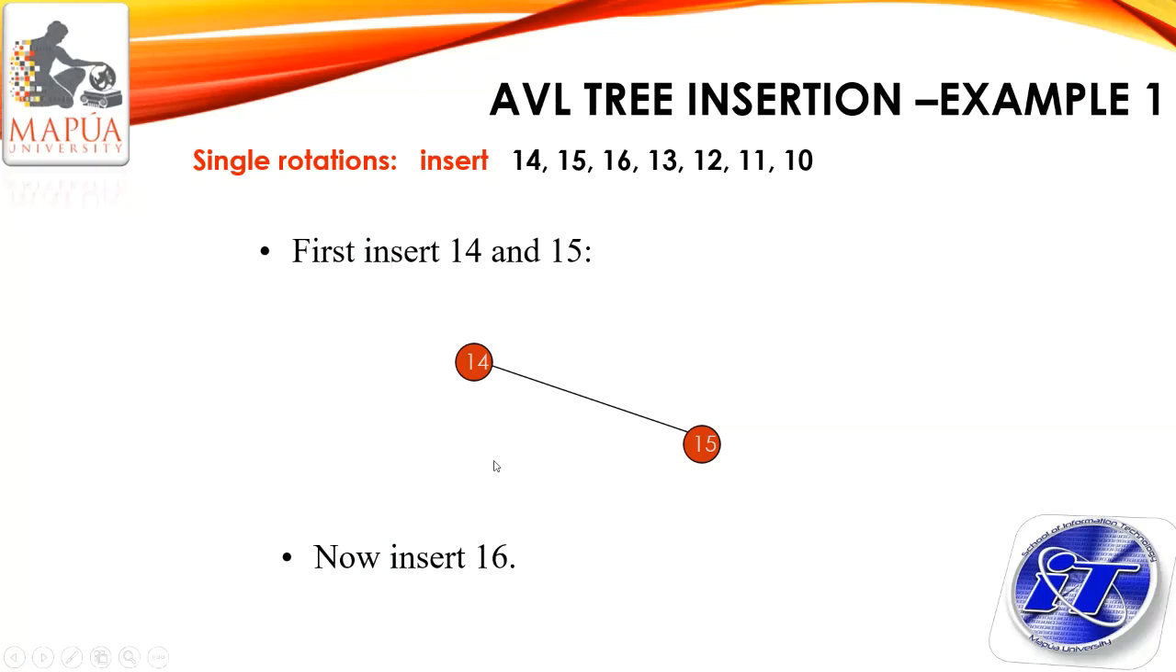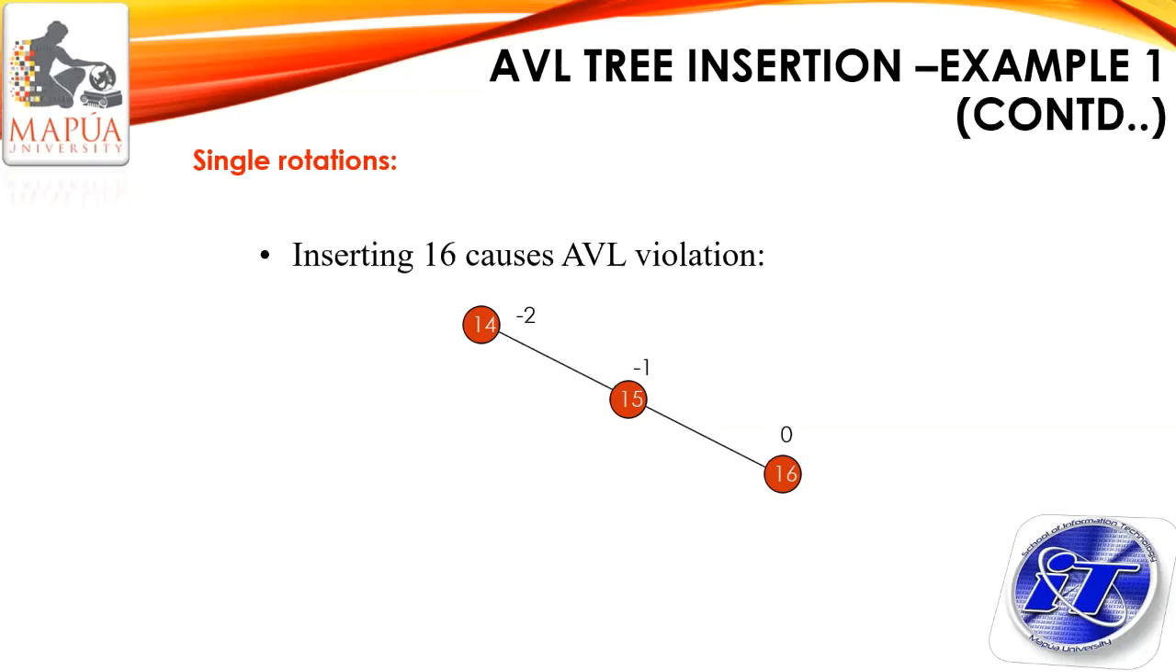And now we are ready to insert 16. So it should be inserted on the right side of 15 as a child node. And let's check if the balance factor is valid or not. So for 16, it's 0. 0 minus 0 is 0. While for node 15, 0 minus 1 is negative 1. While for 14, 0 minus 2, it's negative 2. So therefore, this is not an AVL tree. So we need to rotate. We need to do something with our binary tree.